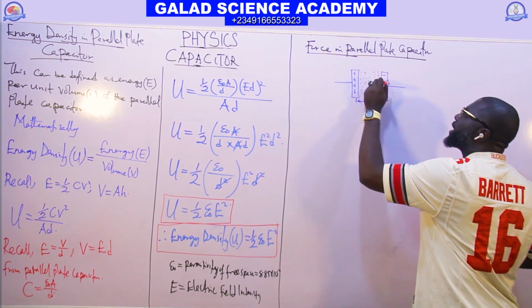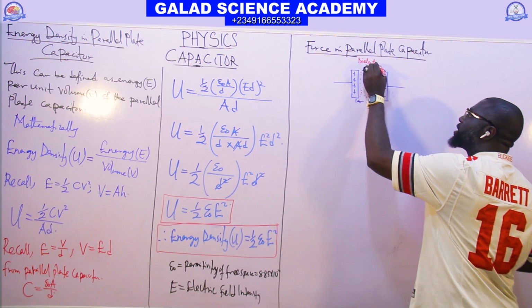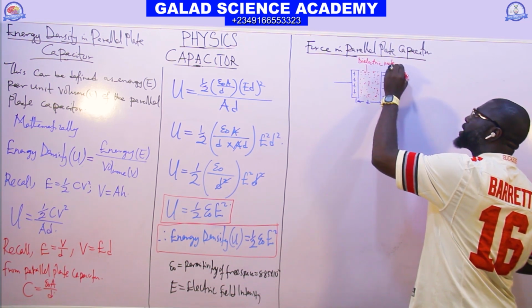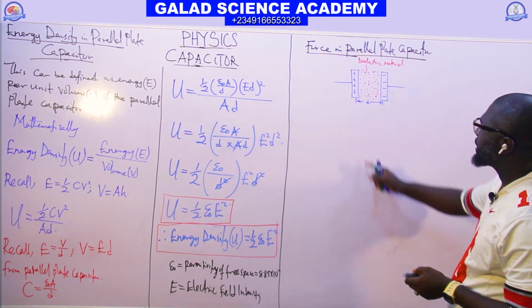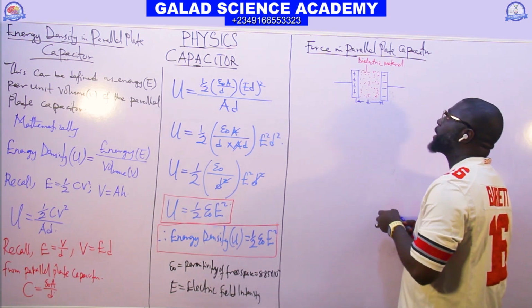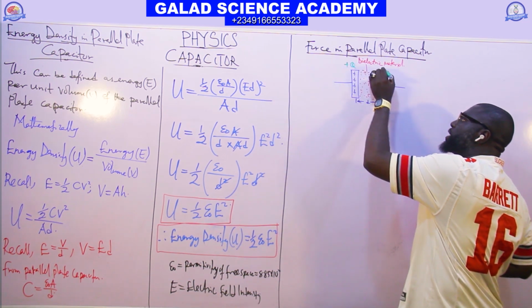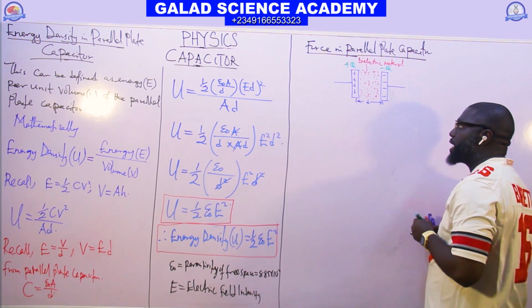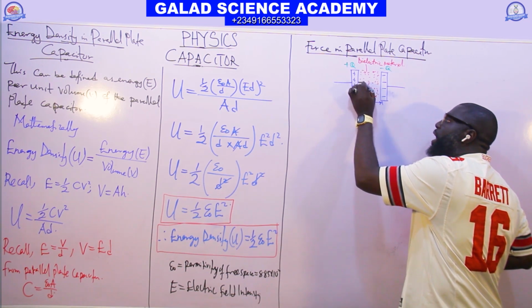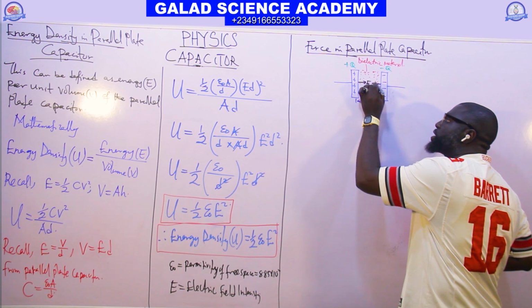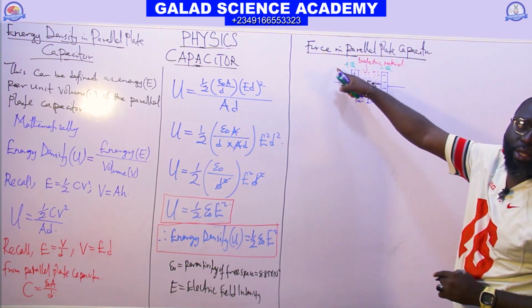What do we have in the middle here? The dielectric material. And don't forget that this is the positive charge, and this is the negative charge. There will be a particular force here, which draws them together like this. This is the force drawing them together. The force in the middle here is called the force of attraction.